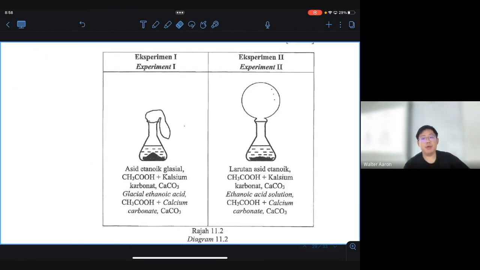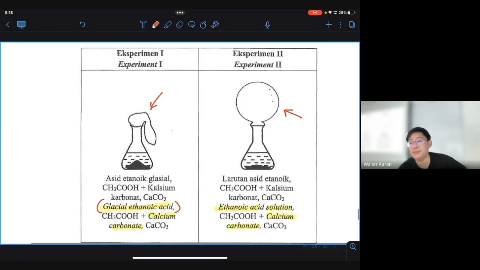Okay, next, experiment 1 and 2. So we can see here in diagram 11.2, right? They have the balloon over here. And then what happens is that they put glacial ethanoic acid together with calcium carbonate chips. On the right side, it will be ethanoic acid solution with calcium carbonate chips. So you can see that the balloon did not inflate. This one inflated. If you don't know what glacial ethanoic acid is, glacial ethanoic acid is ethanoic acid without water. It's dehydrated already.